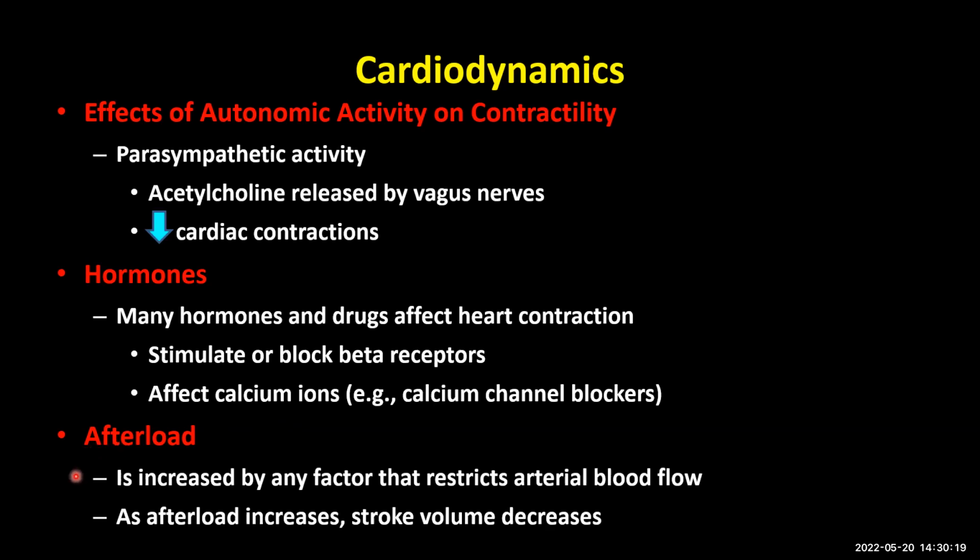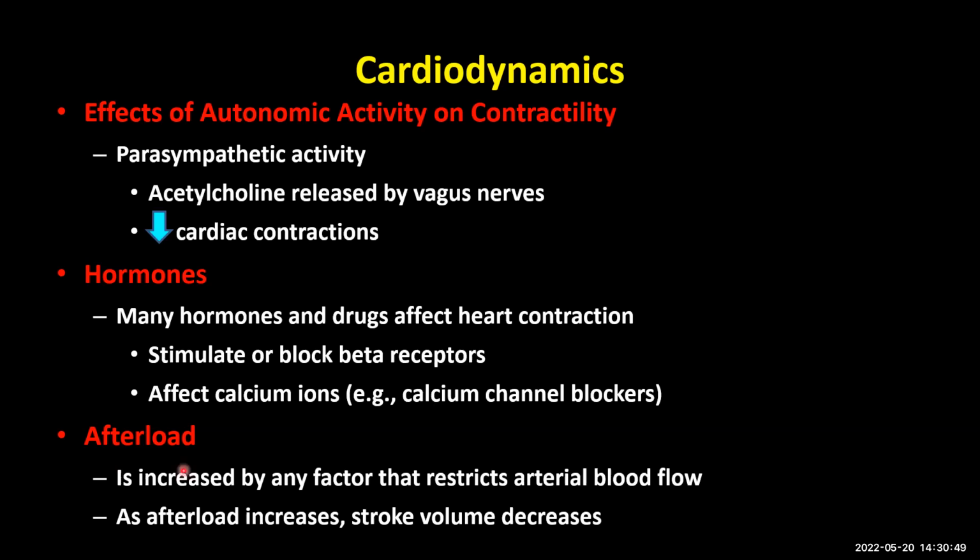Afterload, as I said before, is the resistance from the aorta, mainly from the aorta, but also in the pulmonary artery. The pulmonary artery resistance is a lot lower than the aorta. So afterload, we usually talk about the left ventricle and aorta there. So here you have to have enough contractility to overcome that.